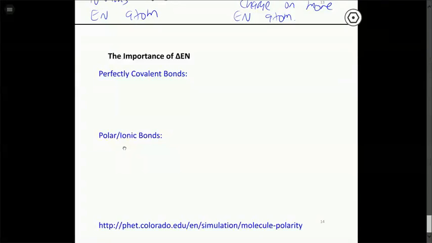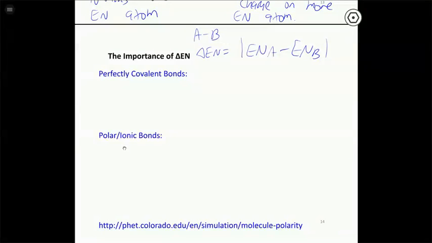So if we have this delta En, this difference in electronegativity, for two atoms bonded to each other, A and B, it's going to be the absolute value of the electronegativity of A minus the electronegativity of B. So if we take the difference in the two electronegativity values, that gives us this delta En value, as we call it. And if you have a perfectly covalent bond where the electrons are shared perfectly equally, no imbalance of charge, that only occurs when the difference in electronegativity is 0. So if you have two elements with the exact same electronegativity bonded to each other, then you will have no polarity in your bond. The electrons will be perfectly shared.